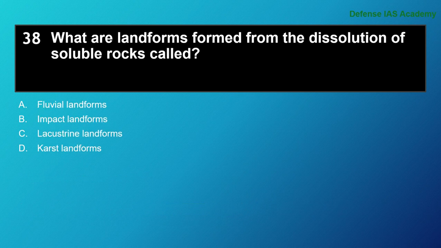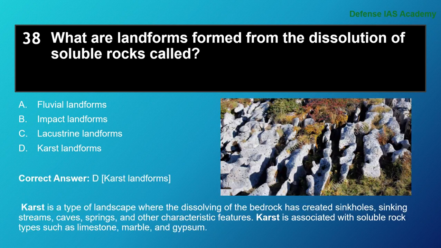Question 38. What are landforms formed from the dissolution of the soluble rocks called? The answer is option D, karst landforms. Karst is a type of landscape where the dissolving of bedrock has created sinkholes or sinking streams, caves, springs, and other characteristic features. It can be a sinkhole, a cave, or a spring. It is not erosion, it is the dissolving of the bedrock which creates a formation called the karst landform.